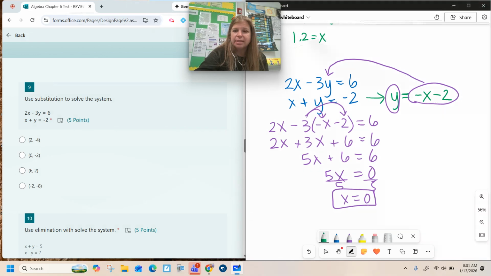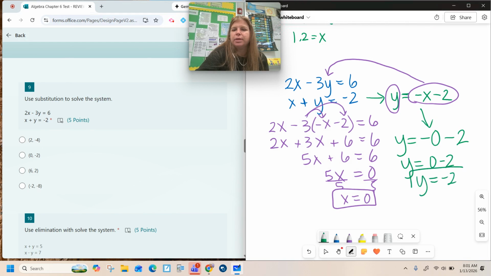Once I have my x, I need to find my y. I'm going to use this beautiful y equals equation. So y equals negative 0, right? I'm plugging in my answer for x, which is 0. And I end up getting y equals negative 2. And so my solution is 0, negative 2.